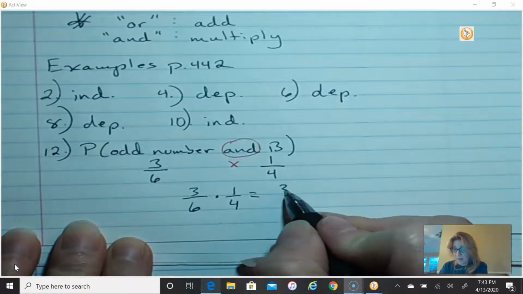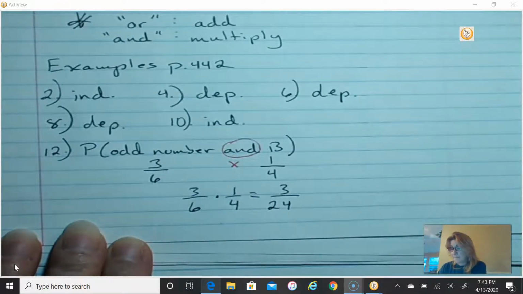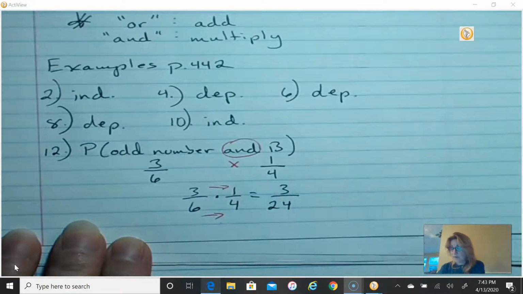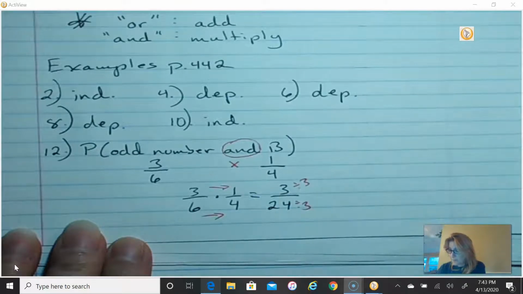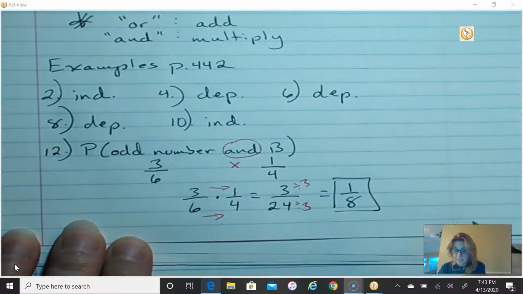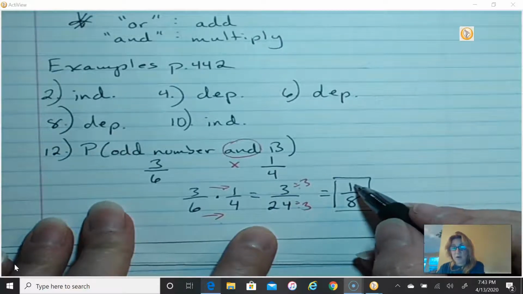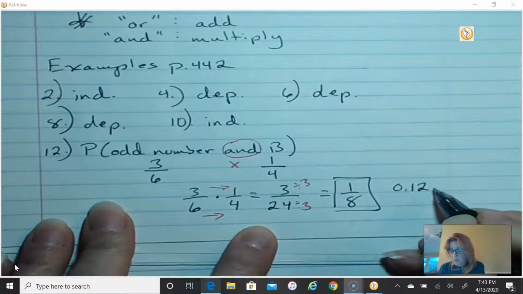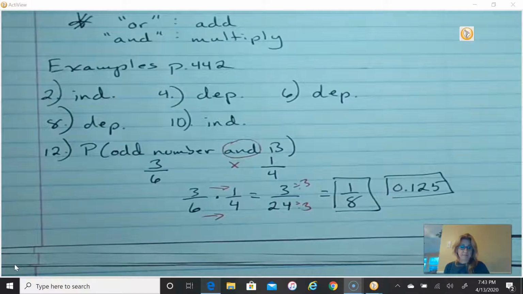That's going to get me 3/24. Remember, we multiply across. You can reduce that. Divide by 3. And you get 1/8. And remember how to do your decimal. Divide 1 by 8. And you get 0.125. You need both of those answers.